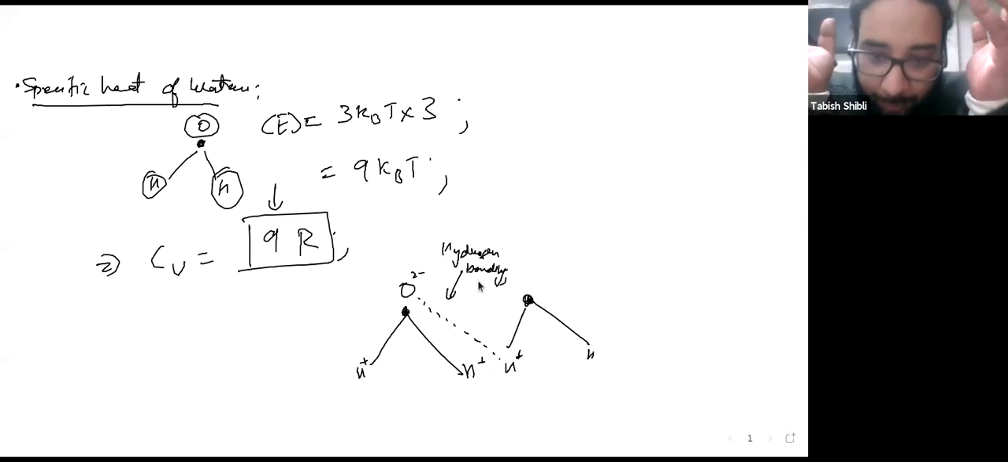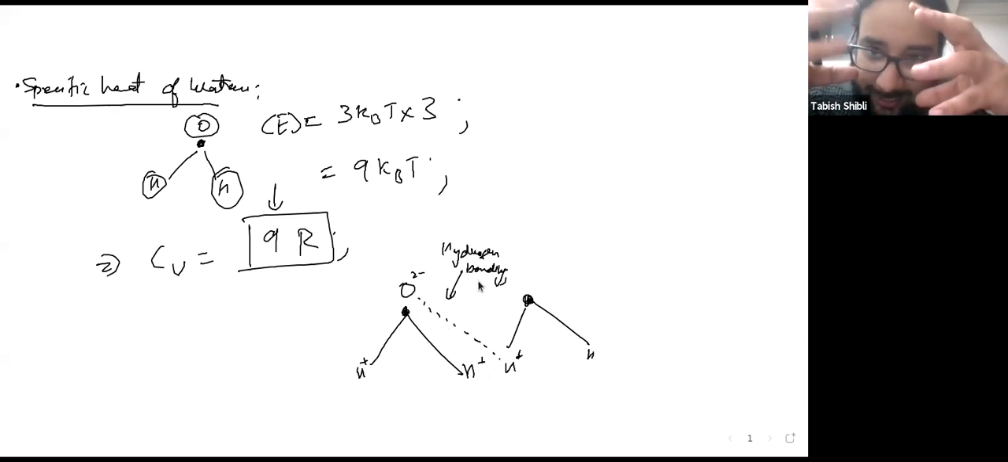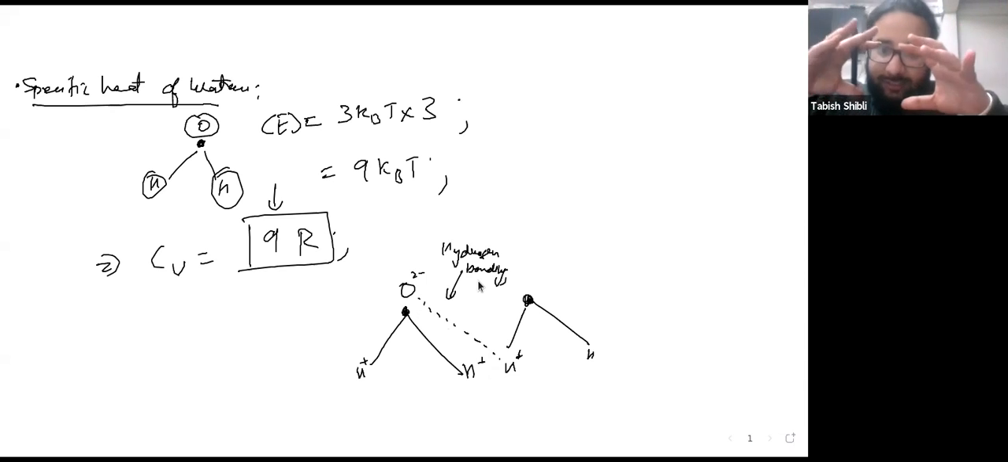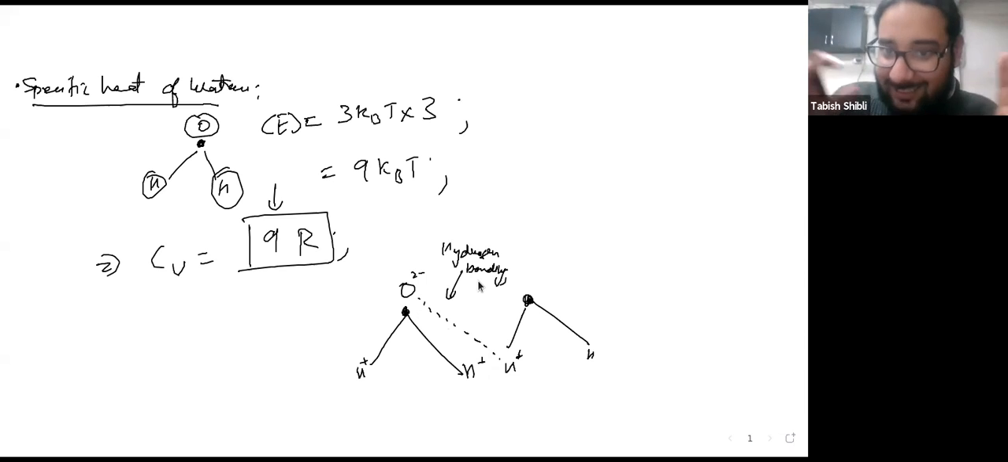Because of this hydrogen bonding, what essentially happens is that the structure gets fixed. The structure of this water gets fixed. And hence it's very similar to the problem we solved for the solid.